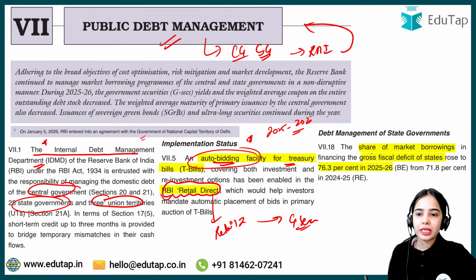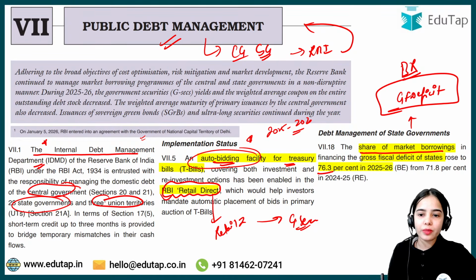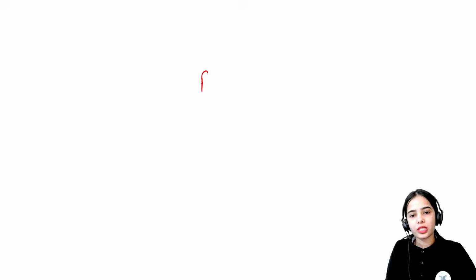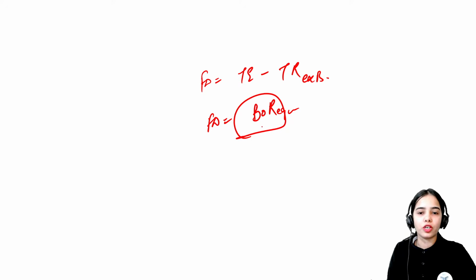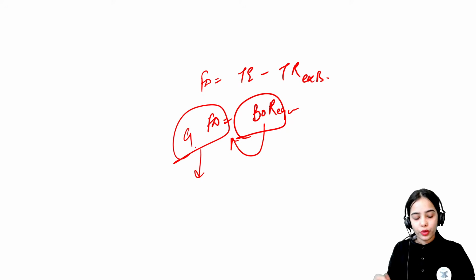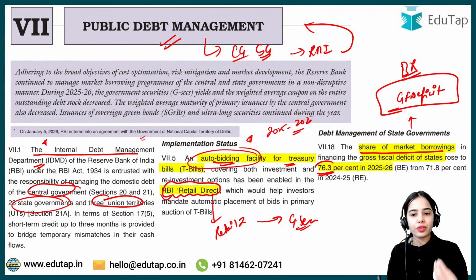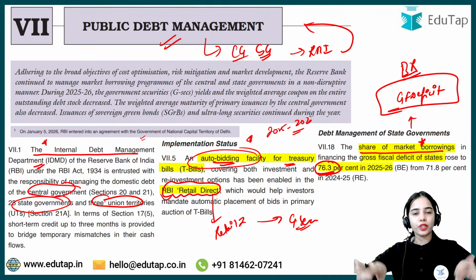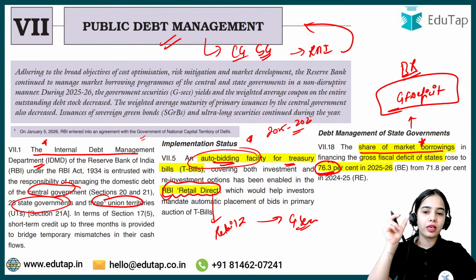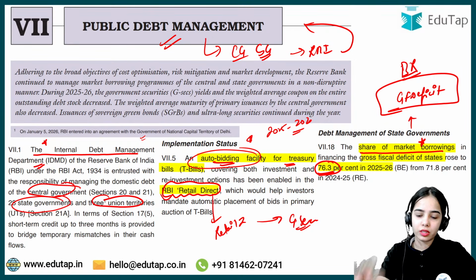Okay. Next important point is the share of market borrowings in financing. The state governments have the gross fiscal deficit, that means they have a borrowing requirement. So 76.3%. Now, what is fiscal deficit that we discussed yesterday? Fiscal deficit is the total expenditure minus the total receipts excluding borrowing. So fiscal deficit actually shows the borrowing requirement of the government. Out of the total borrowing requirement of the state governments, 76.3% was met through market borrowings.